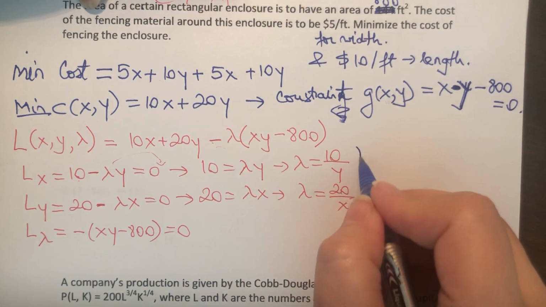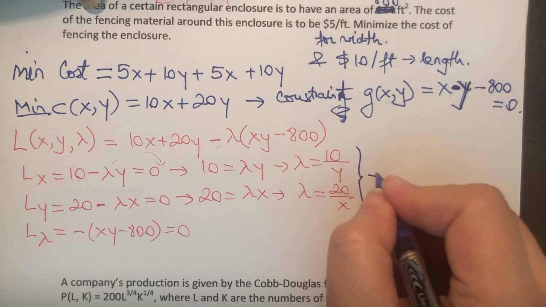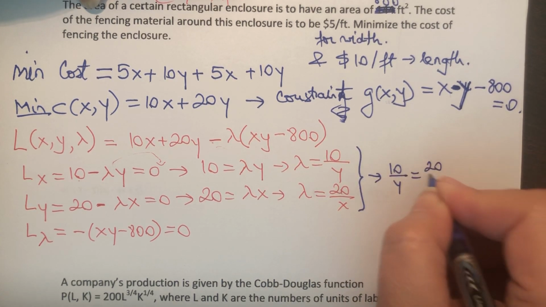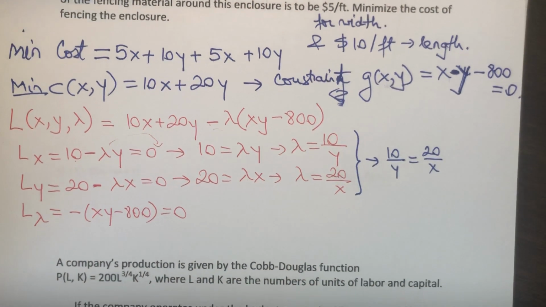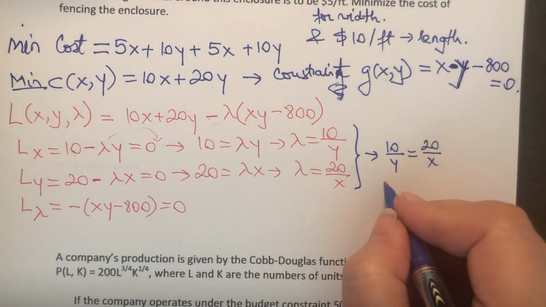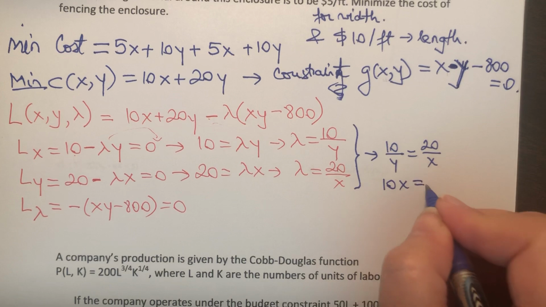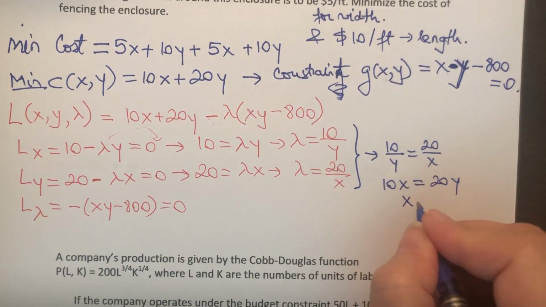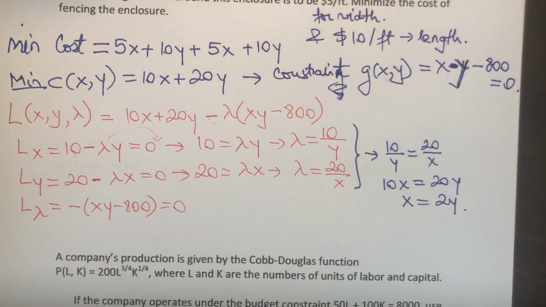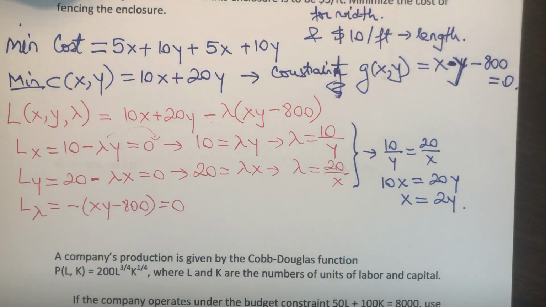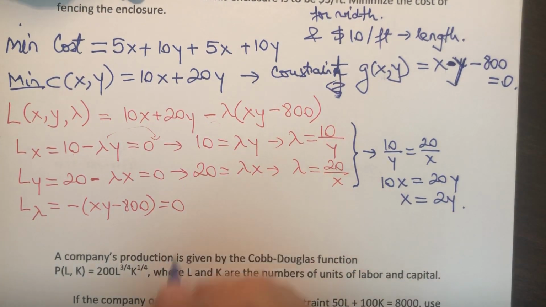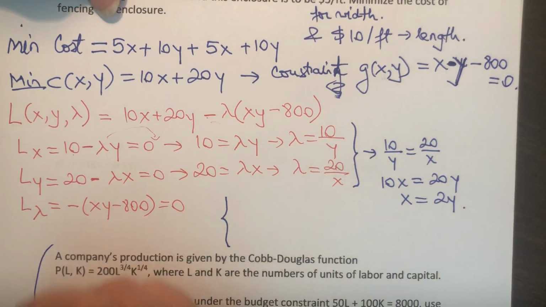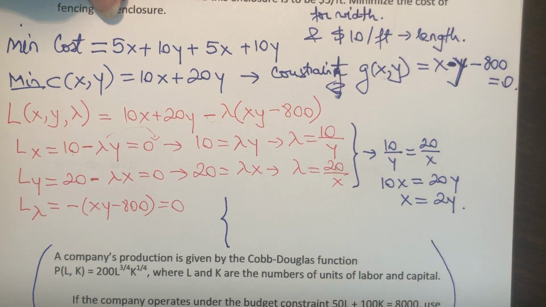As I said, from these two, we're going to set them equal to each other and make a new equation out of that. So we can cross multiply and get that 10x is equal to 20y. Even better, x is equal to 2 times y. Okay, all right. So combine this equation now here. I think I'm just going to take this to a separate page.